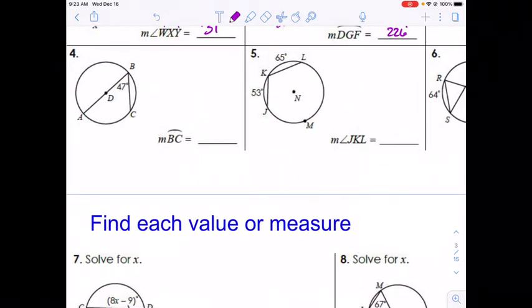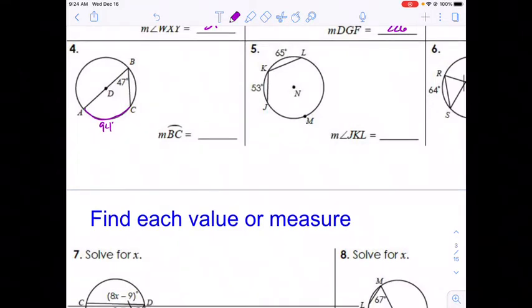Let's look at the next one. We're looking for the measure of arc BC. So we have to do a little bit more work. Now, one thing we know here is that this is 47, so this angle is going to be double that. So if we double 47, that's going to give us 94. That means from A to C, it's 94. But we're looking for B to C.